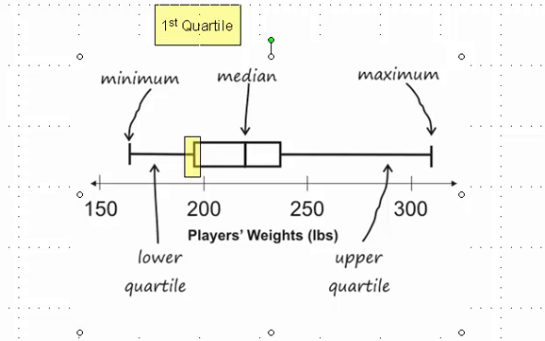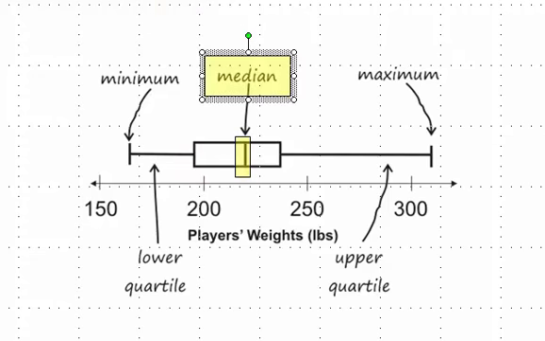This person right here, the line on the left side of the box, is the first quartile. We'll talk about what that means in a little bit. This line in the middle of the box is the median. So remember, the median is the middle number. This is the person that was in the middle. He divided the set of players' weights. He's the guy who weighs more than 50% of the players in the league, but less than the other 50%. So he divides this entire set in half.